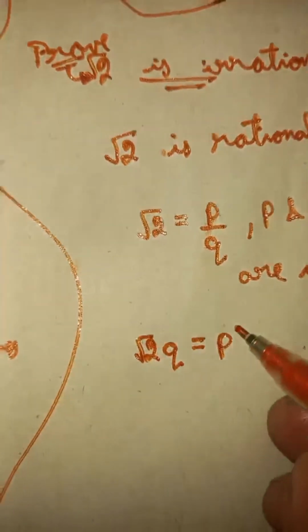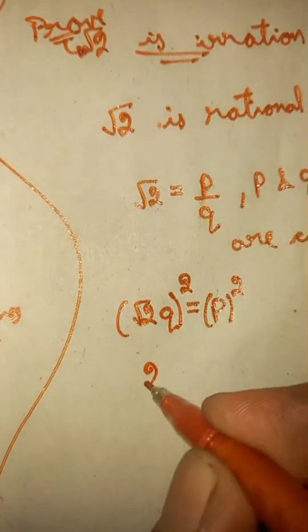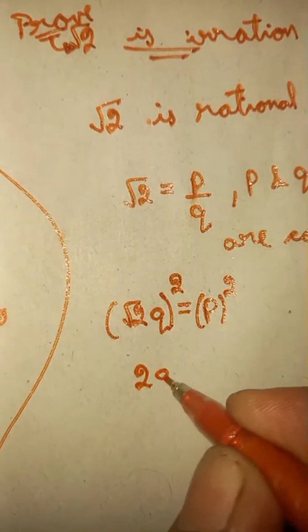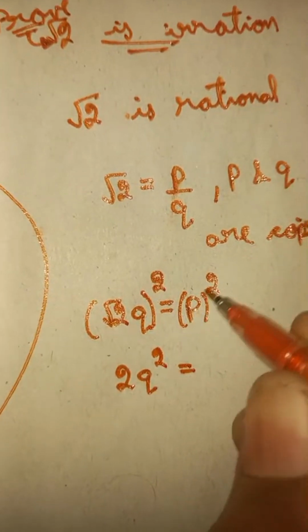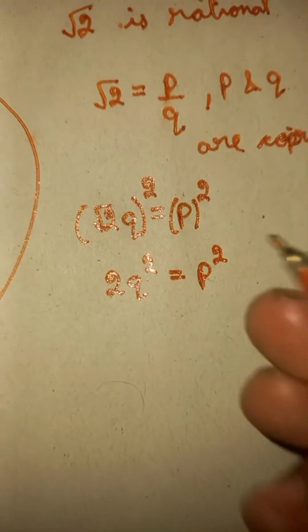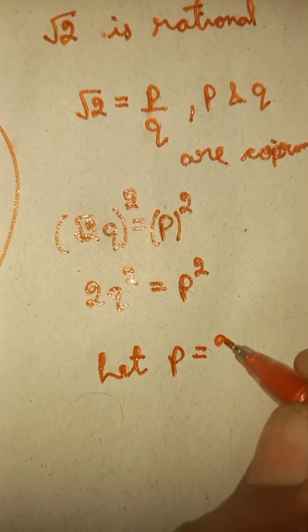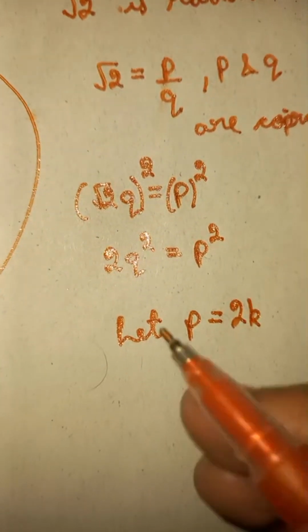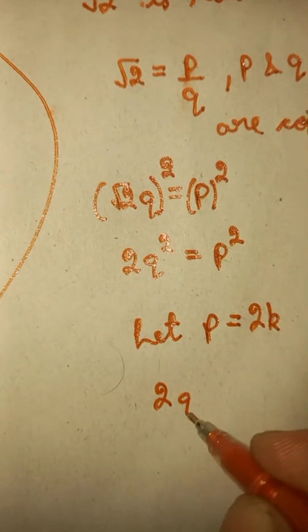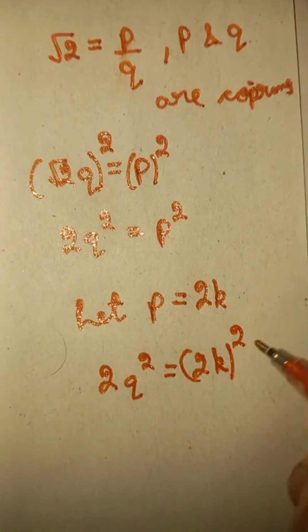Now square on either side. Here also do whole square and here also you do whole square. Root 2 square becomes 2 and q whole square becomes q square. Here p whole square becomes p square. Here let's take p as equal to 2k. Now you can write this one, that is 2q square equal to p square. You can write it as 2k whole square.